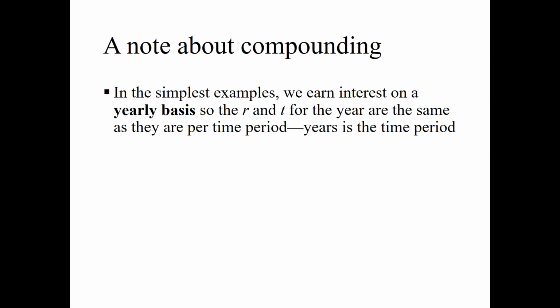One note about compounding. In the simplest examples, we earn interest on a yearly basis. So the R, our interest rate, and T, our number of time periods, for the year are the same as they are per time period. In other words, our R and T are the same number for the year.